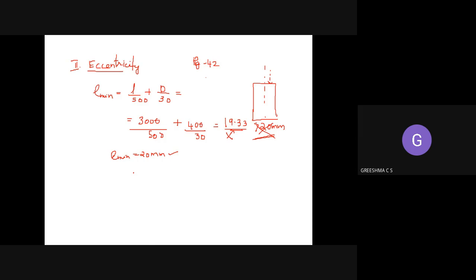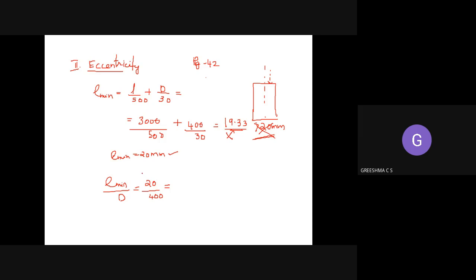Now again in IS code page number 71 there is something related to eccentricity, that's E minimum divided by D should be less than 0.05. Okay, so E minimum is equal to 20 mm divided by 400. So how much are you getting? E minimum divided by D should be less than 0.05, as per the IS code page number 71.